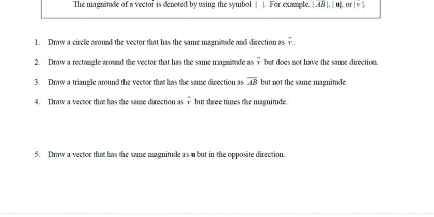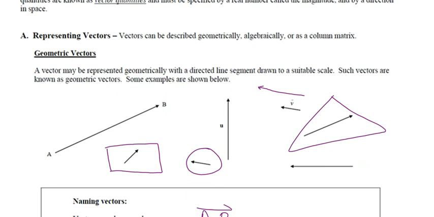Draw vectors that have the same magnitude as u, but in the opposite direction. So what are we going to draw? Just one flip. Made it a little too big. Okay. All right, good? So far so good?